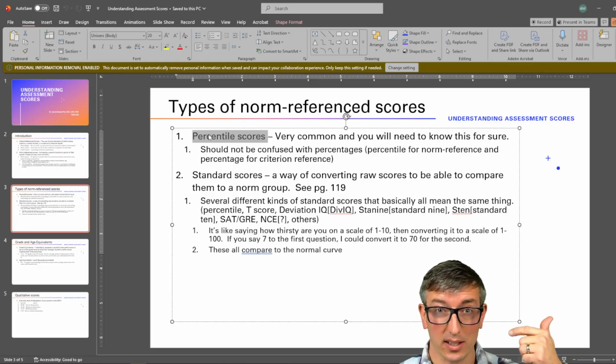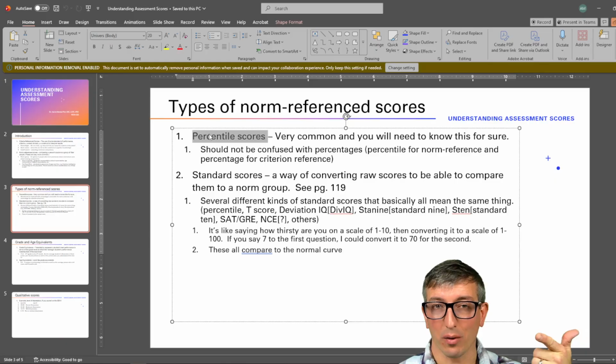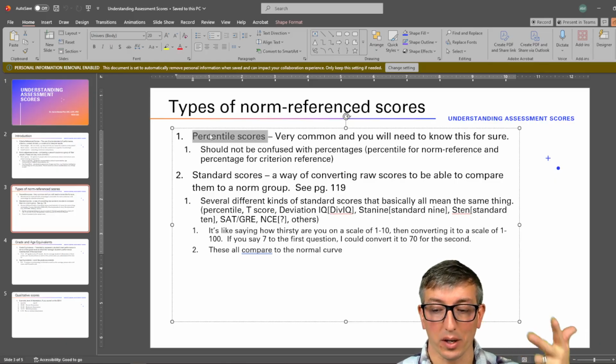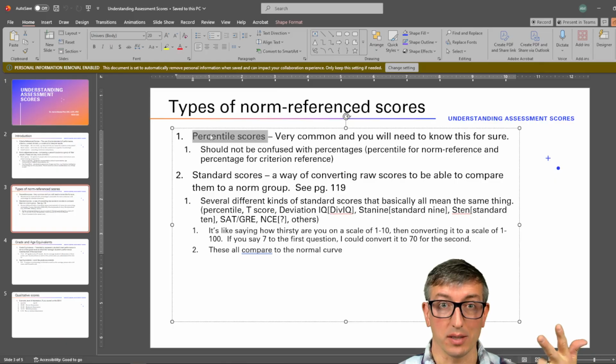We need to understand standard deviations so we know how to read a normal curve. And then we're going to understand standard scores and the various different kinds of those standard scores too. So that's what today is going to be about, okay?